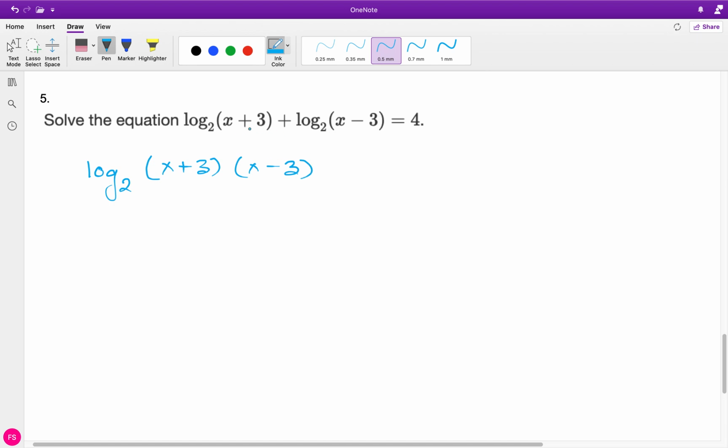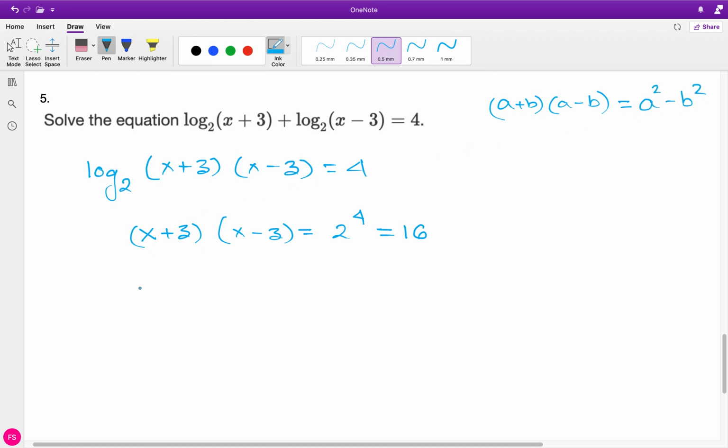Again, you have to add logs of the same base. That means you can just multiply. Then you have log on one side, you want to get rid of it, so you move it to the other side. This side I will have x plus 3 times x minus 3 equals 2 to the power of 4. 2 to the power of 4 is 16, and this is in the form a plus b times a minus b. Whenever you have something like this, it always equals a square minus b square. So I can write x square minus 3 square equals 16.